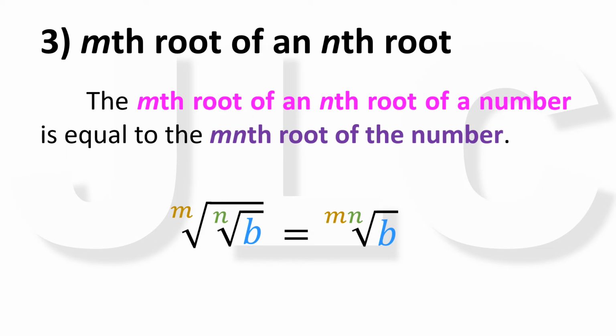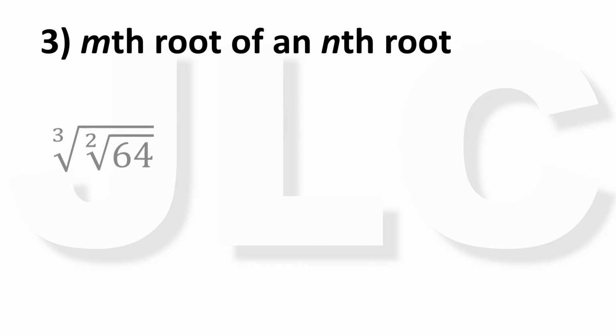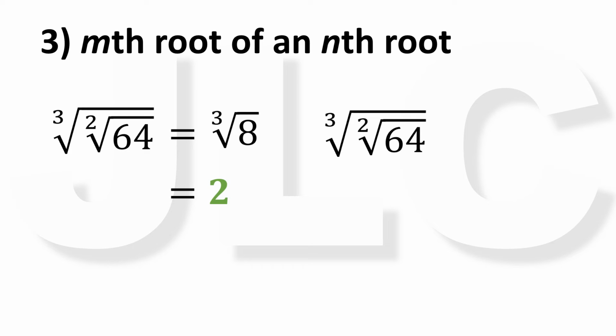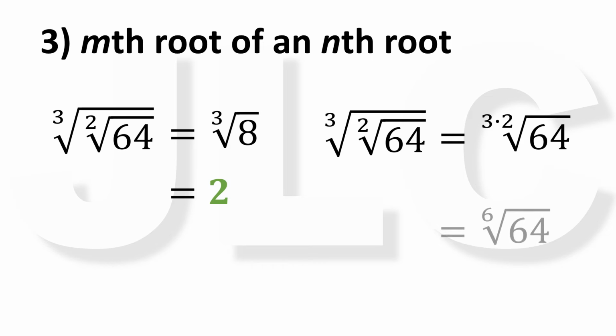Now let us verify this using examples. Let's say we have the cube root of the square root of 64. The square root of 64 is 8, so this equals the cube root of 8. And the cube root of 8 is 2. Now using the property, the cube root of the square root of 64 equals the 3 times 2, or 6th root of 64. And the 6th root of 64 is 2.